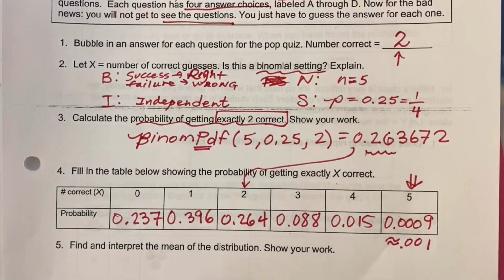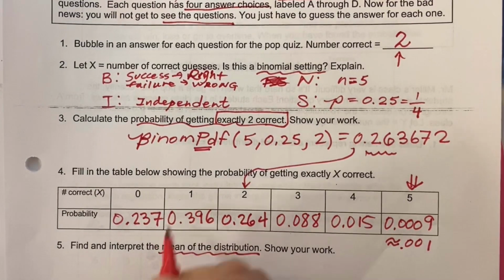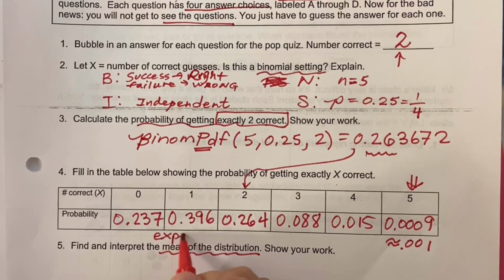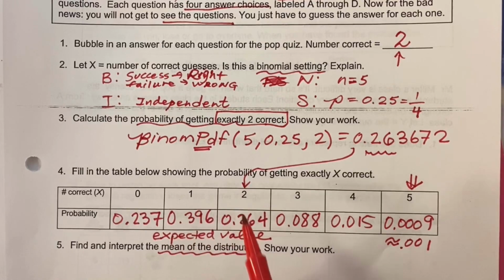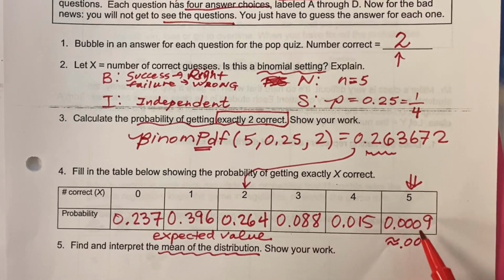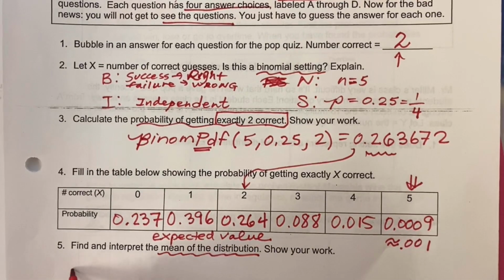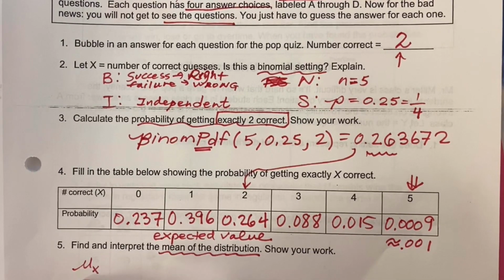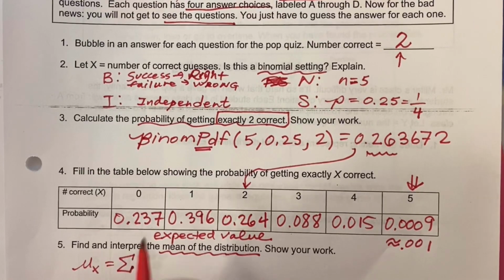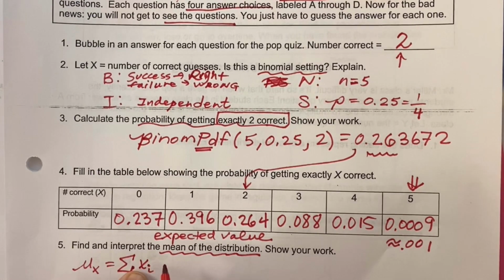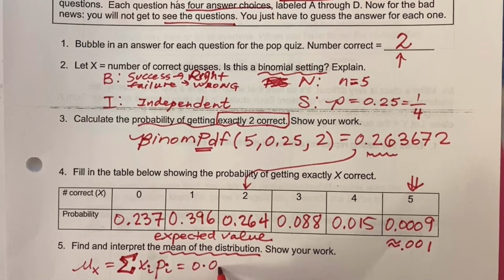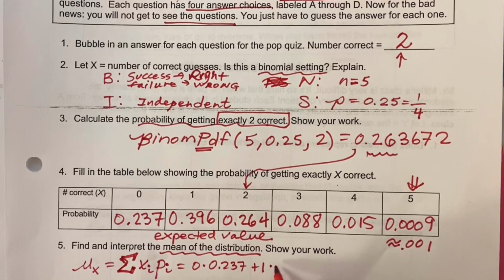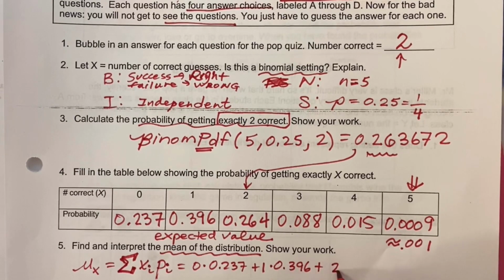Okay. So now, how can I find the mean of this distribution? And remember, that's our expected value. So this times this, plus this times this, plus this times this, plus this times this, plus this times this, plus this times this. Let's do it. The mean mu of our x values is the summation of all of our specific x values times the probability of that x value. Then we want to add them all up. So this times this, plus this times this, and so on.